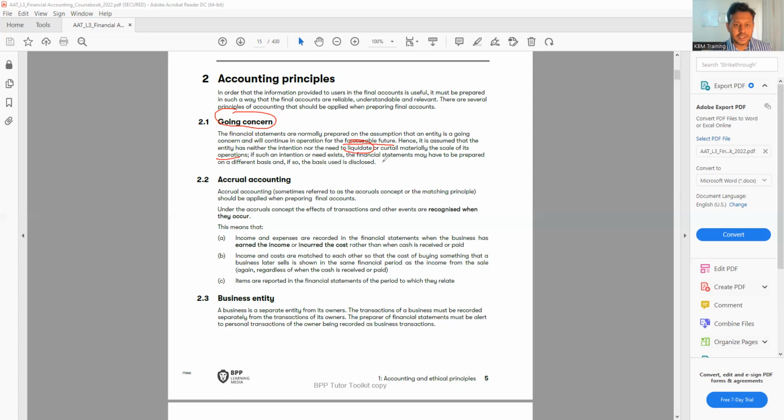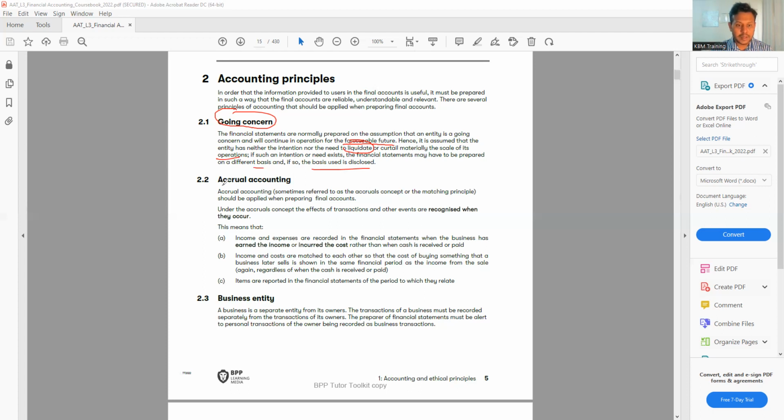If such an intention or need exists, the financial statements may have to be prepared on a different basis, and that basis is disclosed. So if you already have a plan that the business is only for 2 years or 5 years, you have to disclose this in the financial statements so that any user can understand your plan. But normally we never do that. Businesses always prepare on the going concern basis, for the foreseeable future.